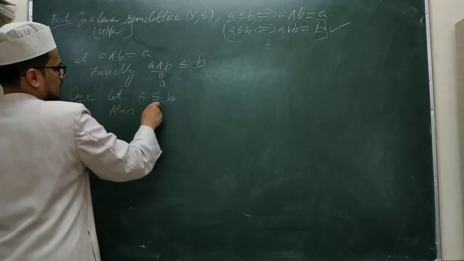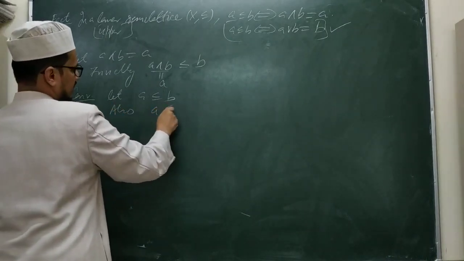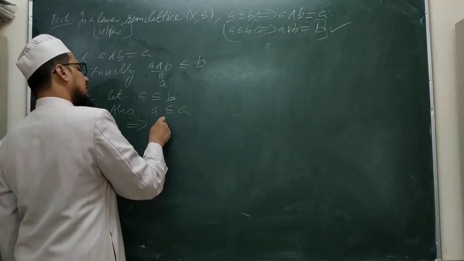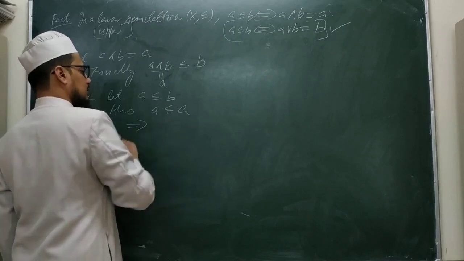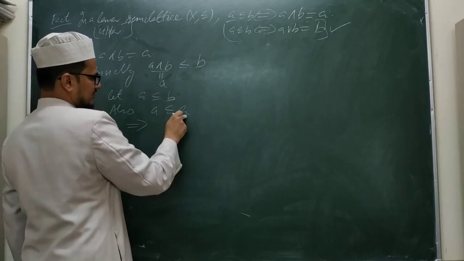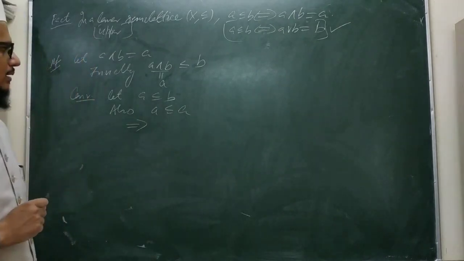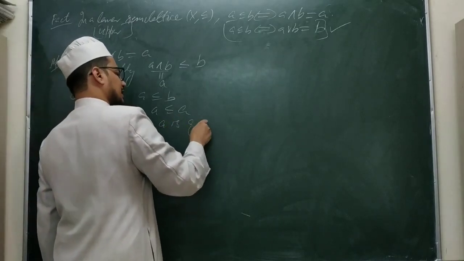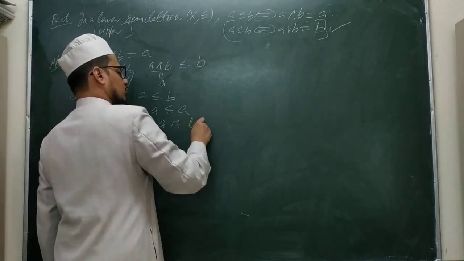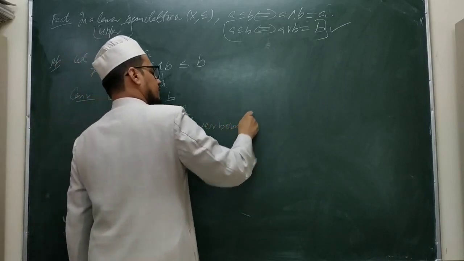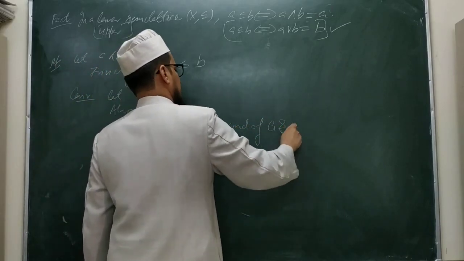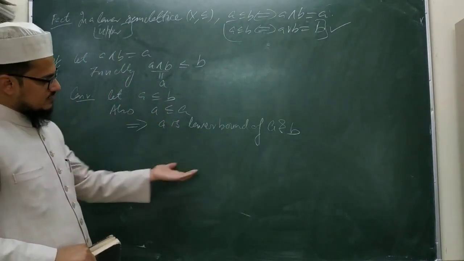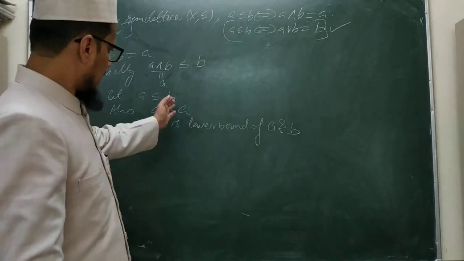Also, since it is a partially ordered set, A is less than or equal to A, so it implies what? It implies that A is less than or equal to B, and A is less than or equal to A. Means what? A is a lower bound of A and B. Because see, A is less than or equal to B, and A is less than or equal to A, so A is a lower bound of A and B.